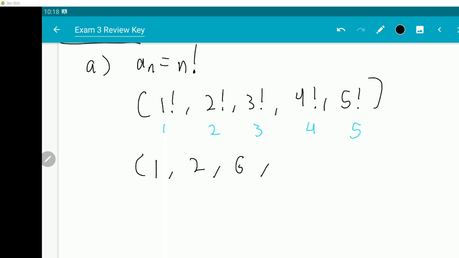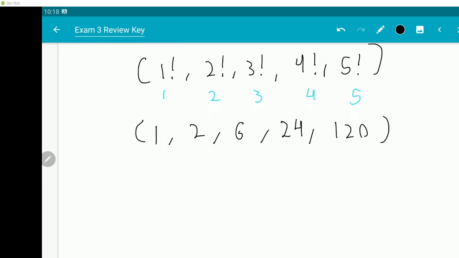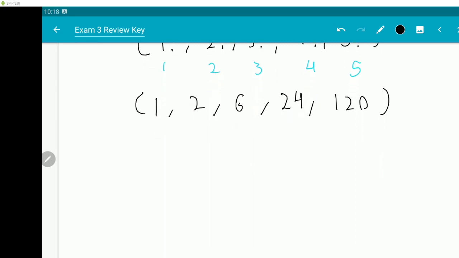4 factorial is 4 times 3 factorial, so I get 4 times 6. I get 24. And finally 5 factorial is 5 times 4 factorial, so I get 120. So that's the factorials.